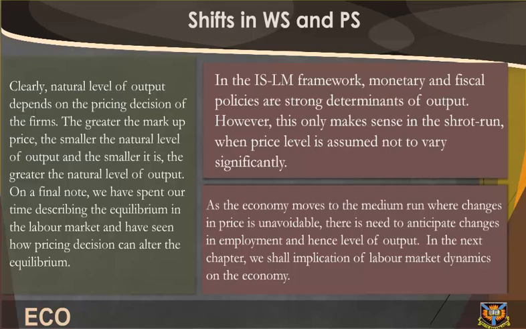In the ISLM framework, monetary and fiscal policies are strong determinants of output. However, this only makes sense in the short run when price level is assumed not to vary significantly. As the economy moves to the medium run where changes in price are unavoidable, there is need to anticipate changes in employment and hence level of output. In the next chapter, we shall use the implication of labor market dynamics on the economy.